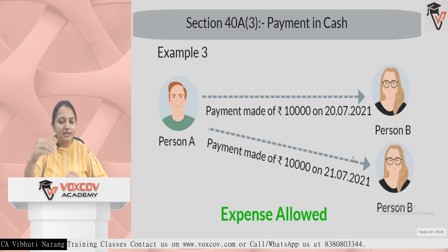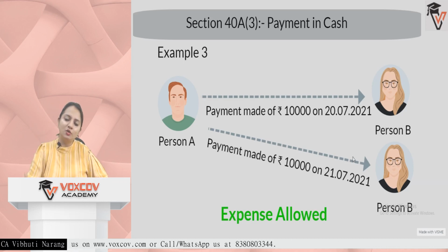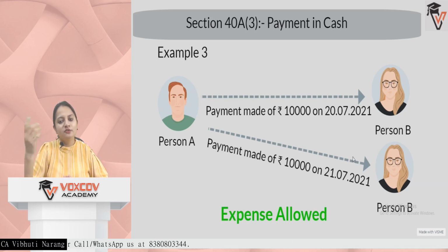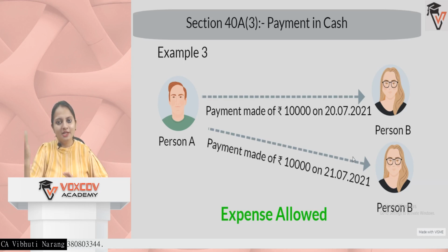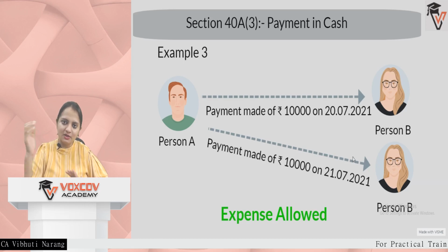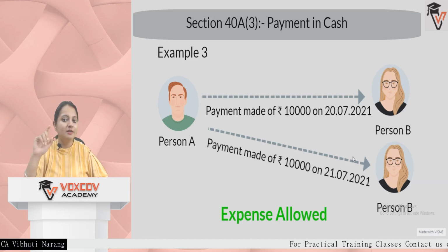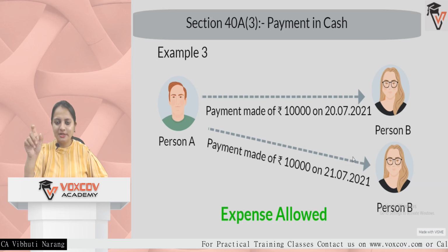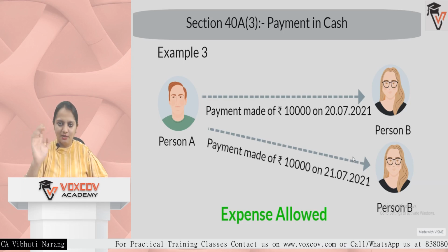But let's suppose on 20th July at 11 am, the amount paid to person B is 5,000 and at 5 pm, the amount paid is 6,000. The total is 11,000, though both amounts are below 10,000. Then in a day it is exceeding rupees 10,000 and it will be disallowed, right?